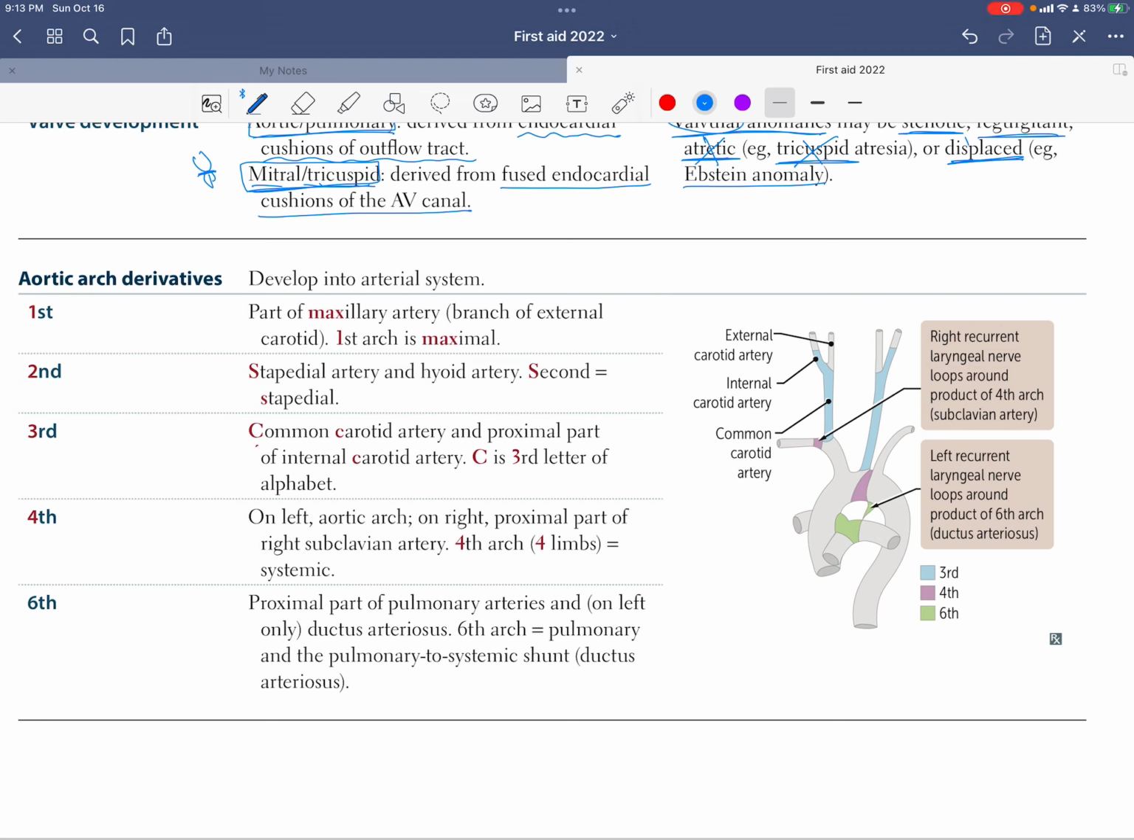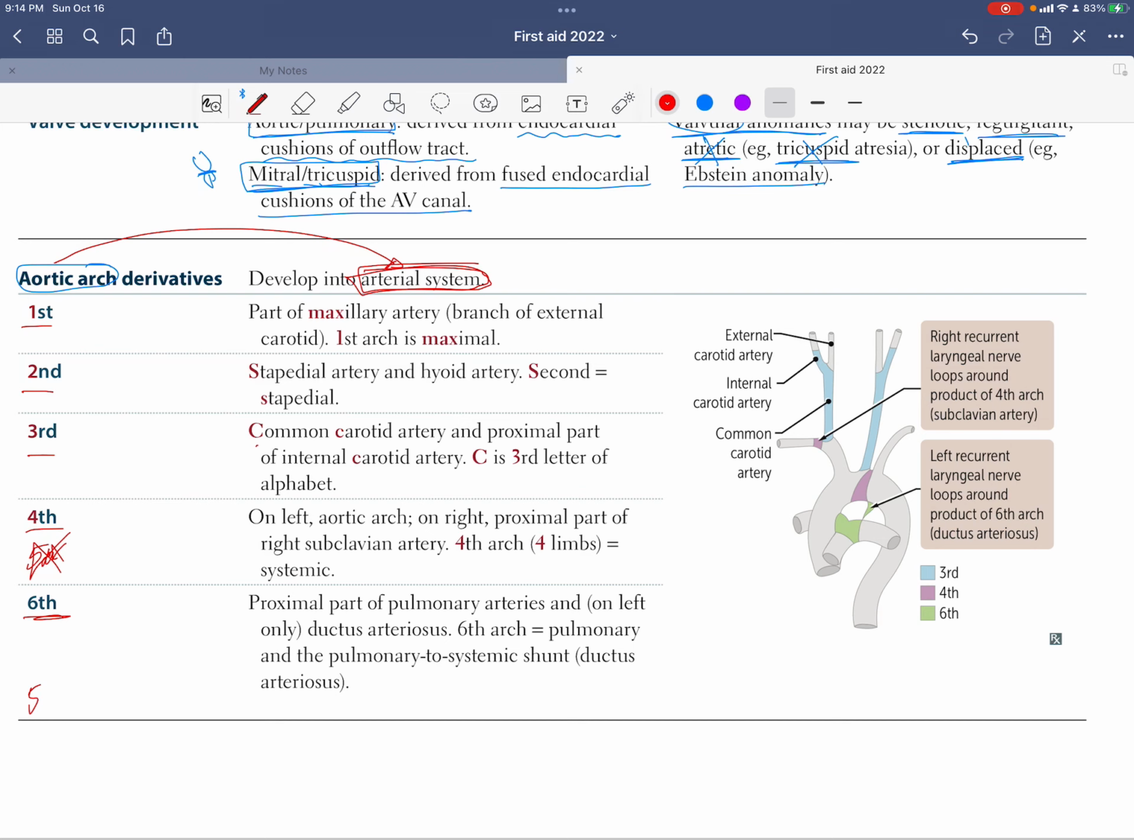For the aortic arch derivatives, it's basically what the aortic arch gives off by time. What does it develop into? It's quite easy to know that it's going to form the arterial system. It's going to form some arteries. It actually has 5 derivatives. The fifth one is just not there. So first, second, third, fourth, and sixth.